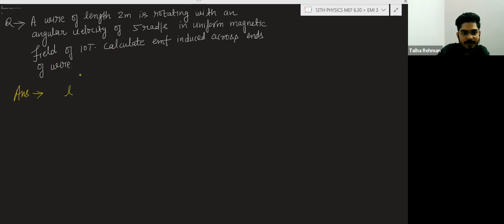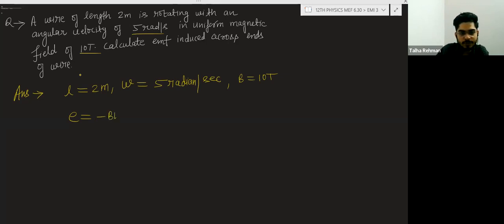Here the length of the wire is given as 2 meter. Angular velocity omega is 5 radian per second. Okay, and the magnetic field is given as 10 Tesla. We have to find the EMF induced across the ends of the wire. So what is the formula?